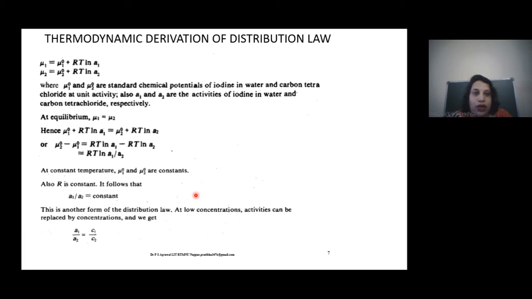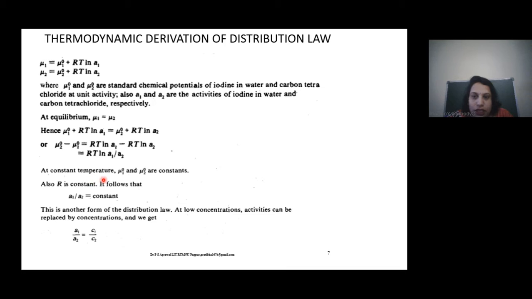Now, if we take the thermodynamic consideration of the distribution law, we have derived this in the first unit. Mu is equal to mu10 plus RT ln A, where mu10, mu20 are standard chemical potentials. For any system, suppose iodine is taken in water and CCl4, A1, A2 are the activities of the solute. Solute is iodine and the two solvents are water and CCl4. At equilibrium, mu1 is equal to mu2. That means this is equal to this. If we take the difference, we come to this.